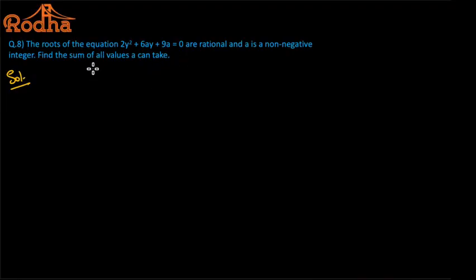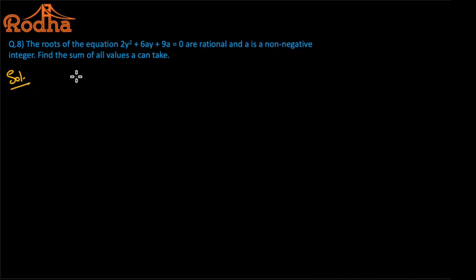Yeah guys, so let's look at this 8th question now. This question says that the roots of the equation 2y square plus 6ay plus 9a is equal to 0 are rational and a is a non-negative integer. So we need to find the sum of all values that a can take here.